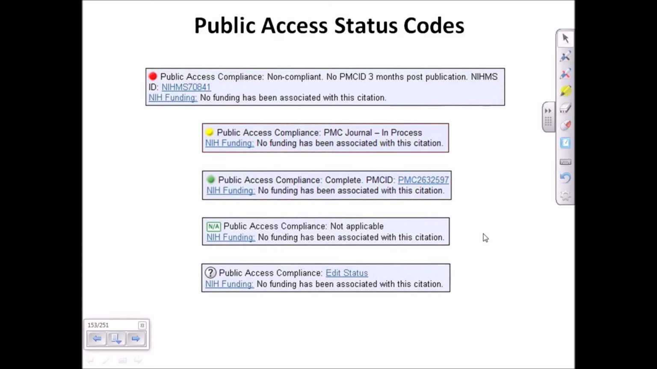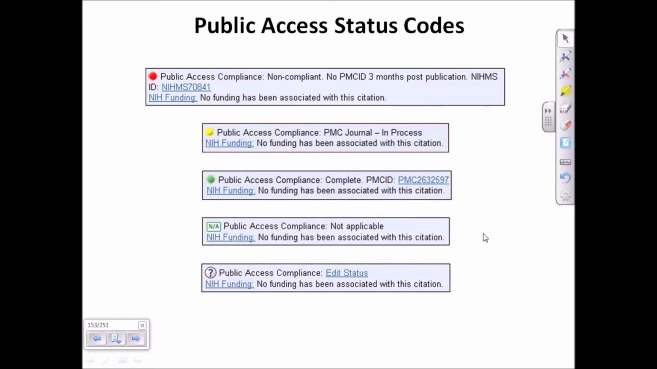The public access status codes are very useful. They use 5 different codes. Red means that it's out of compliance. Yellow means that it's in process, so it's been submitted to the NIHMS system, and it has an NIHMS number, but it hasn't yet been submitted to PubMed Central. Green means you're good to go. The paper is compliant. NA means that it's not applicable. So this would be either because it was before 2008 or because it was not a peer-reviewed paper. Maybe it was a letter to the editor.